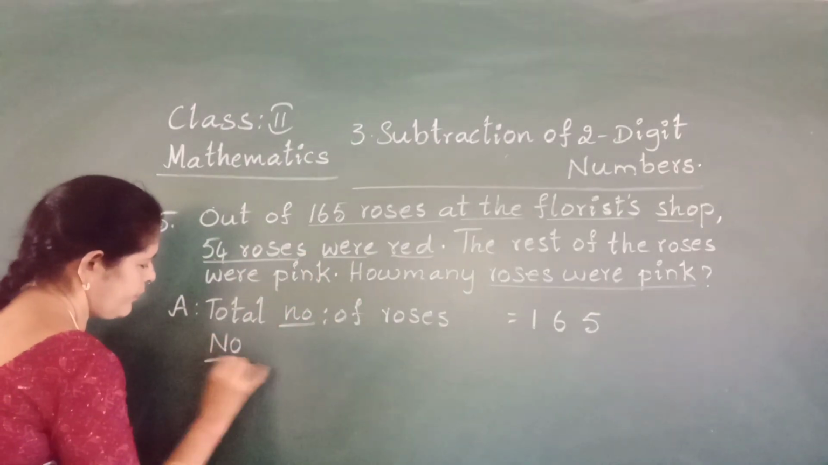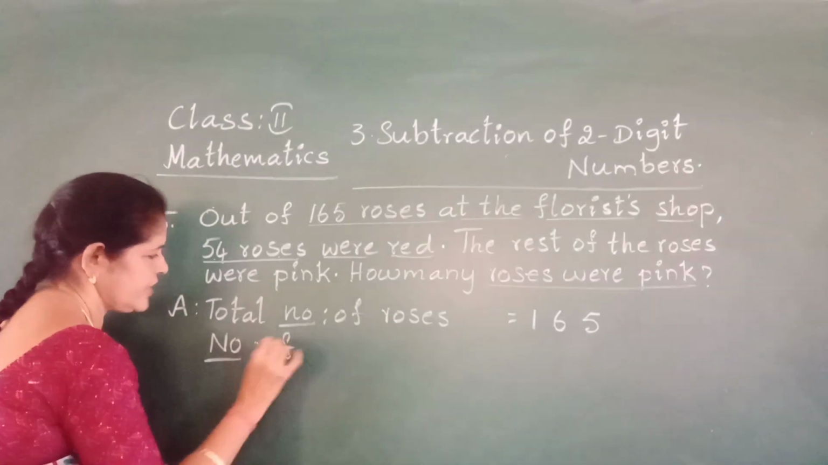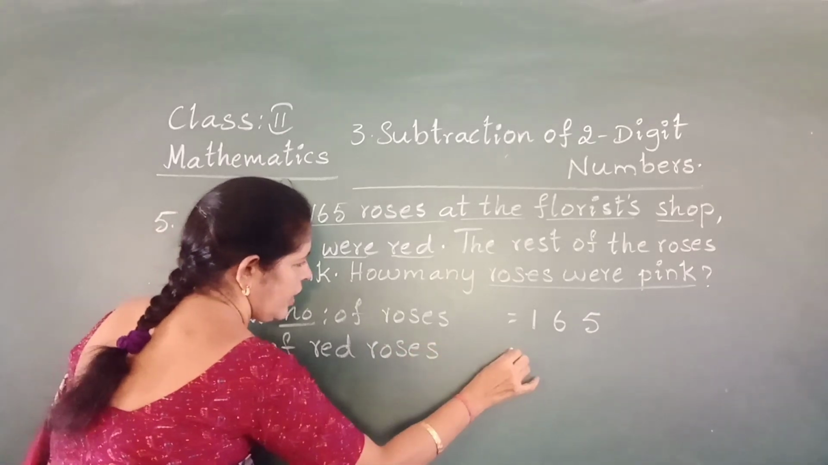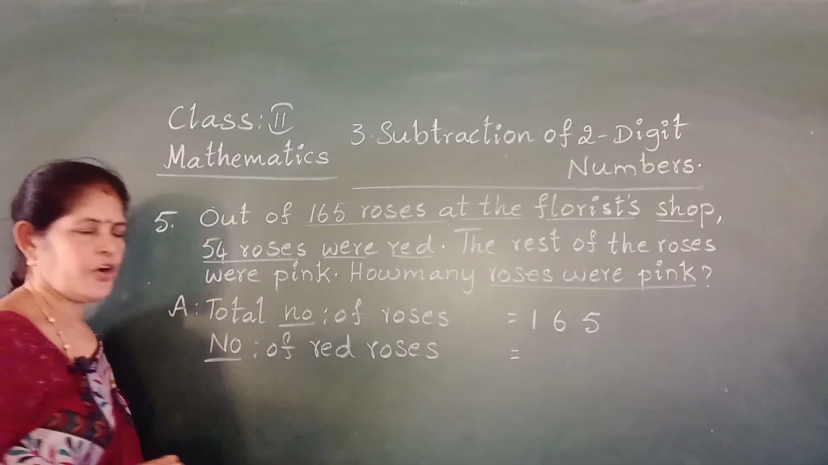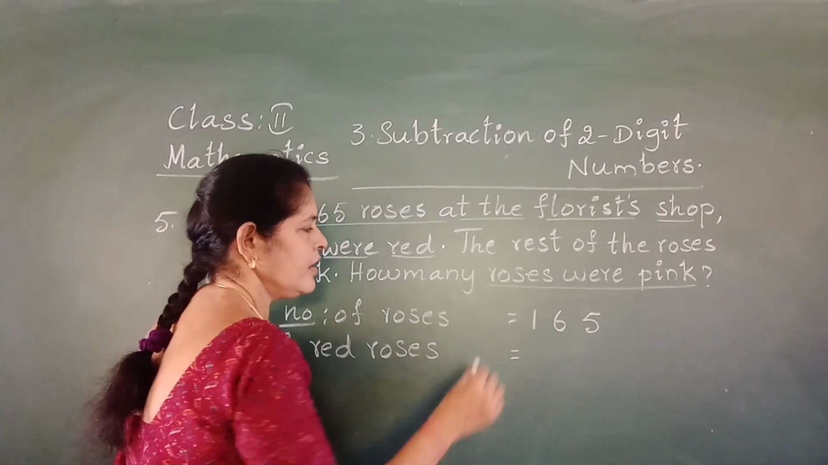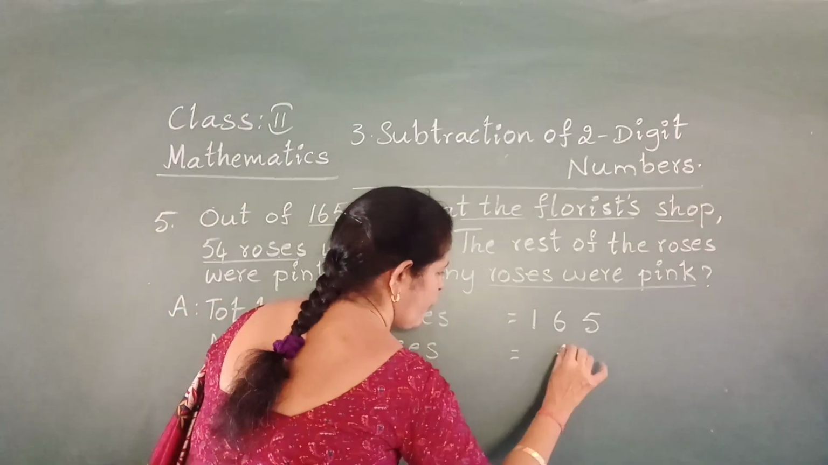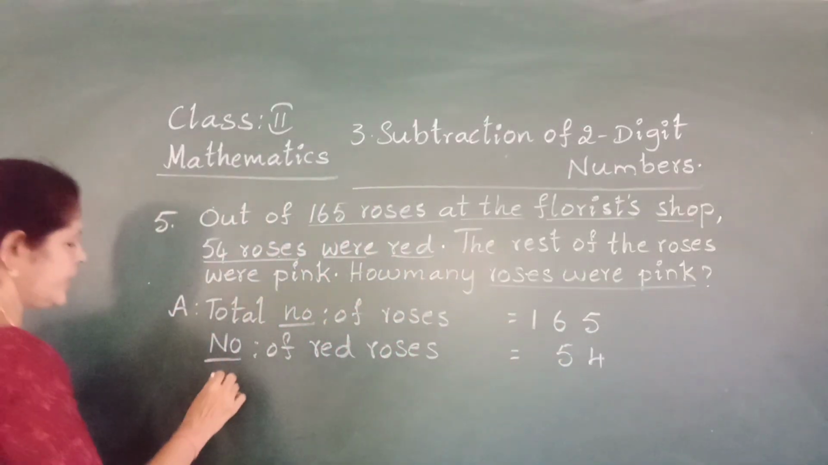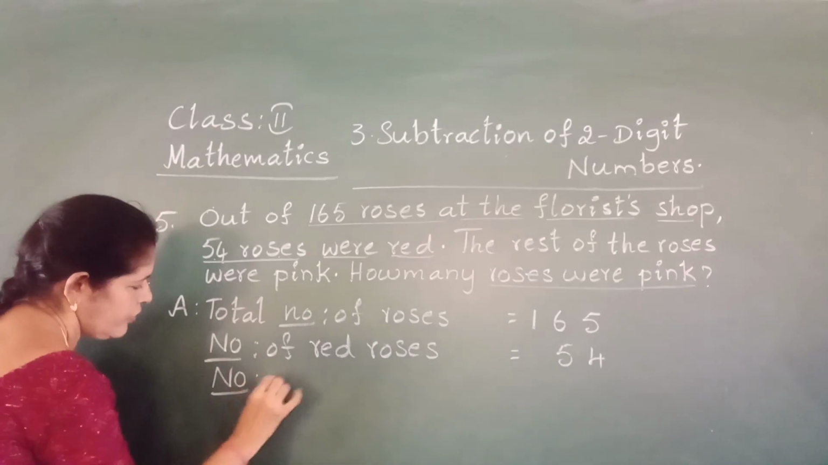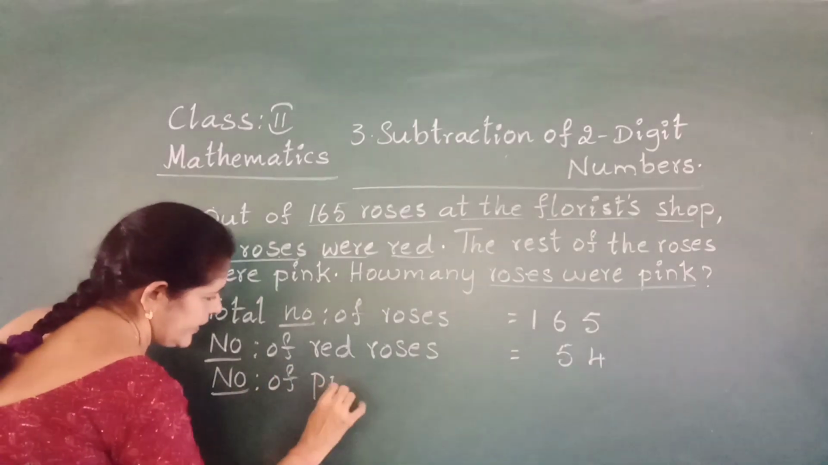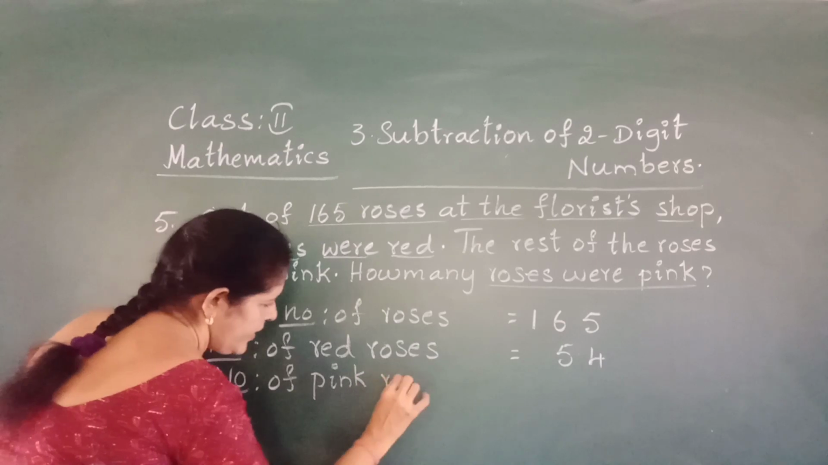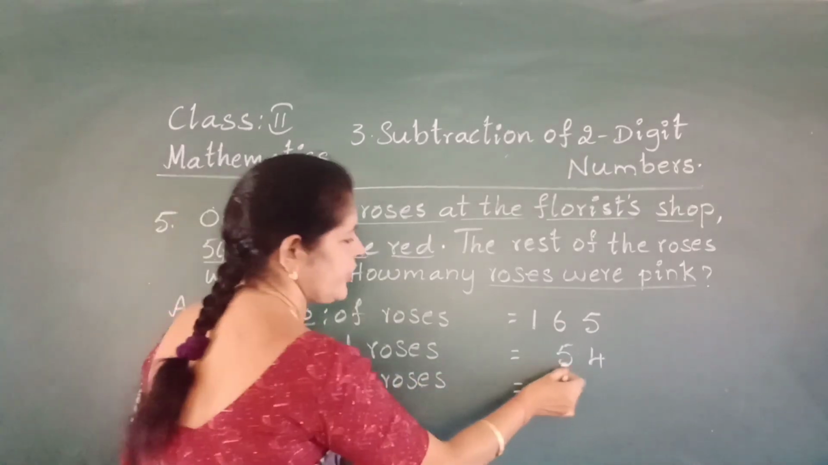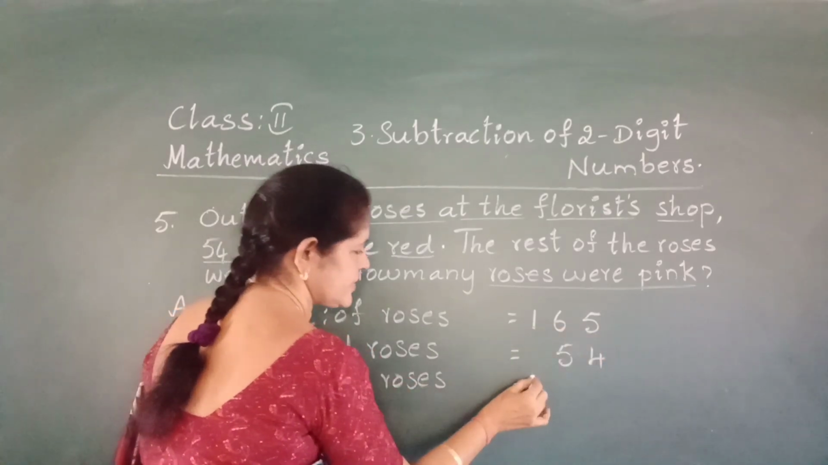Write the second step. Number of red roses. How many red roses? 54. 54 is a 2-digit number. 2-digit means tens and ones, right below 6 and 5. Now the next one is the number of pink roses. We get the number of pink roses by subtraction. Here we take away 54 from 165.